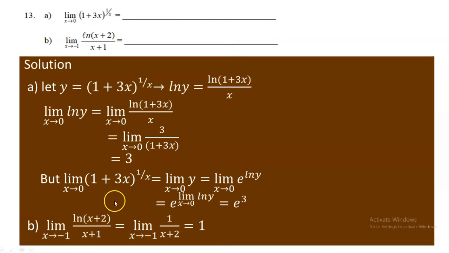In the case of b, we are having the limit of ln of (x plus 2) over (x plus 1) as x approaches minus 1. We know that as x approaches minus 1, this is going to be ln of, if you substitute, it will be 0.